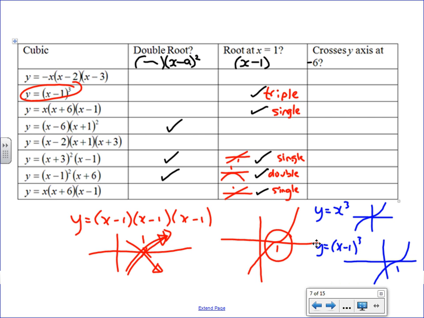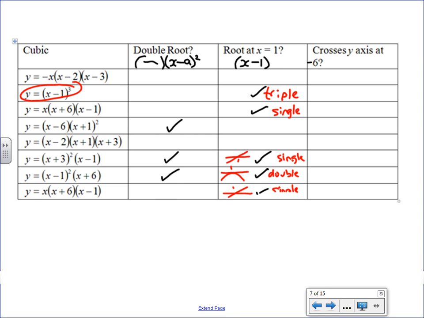Okay, y-intercepts. Well, let's take this off. We're probably going to need the space, aren't we? Okay, so it crosses the y-axis when x equals 0. So I'm going to need to substitute x equals 0 into all of these, aren't I? So y in the first one then is minus 0 minus 2, 0 minus 3. And because of that one there, I know it's just 0.